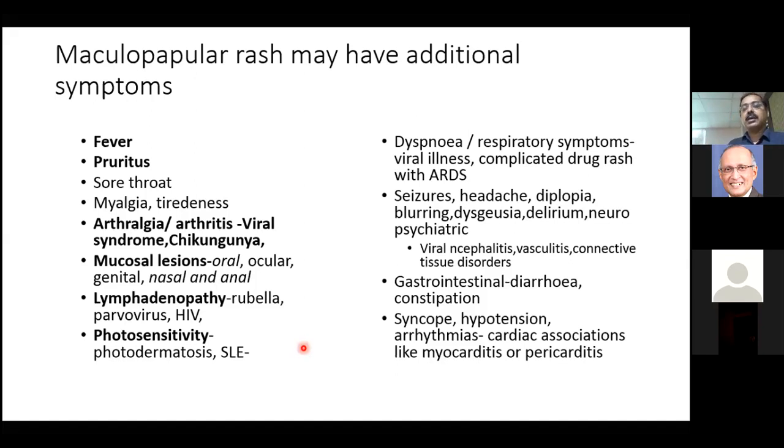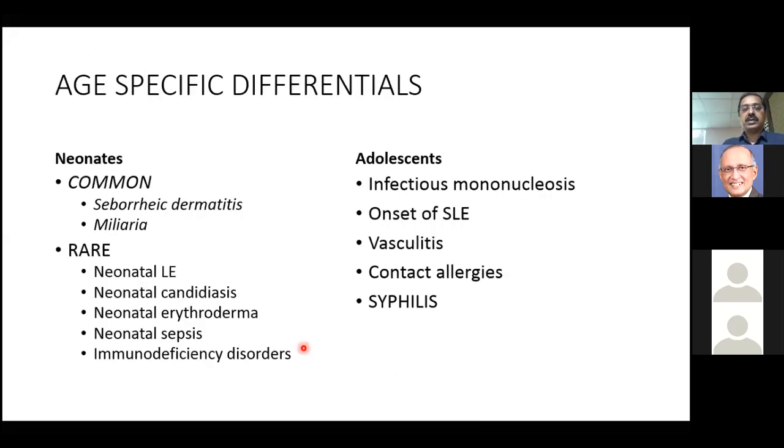Seizures, headache, diplopia, blurring, dysgeusia. I don't think I have to tell you more about it. It could be a manifestation of a viral encephalitis or a vasculitis or a connective tissue disorder. So you have more pointers towards a systemic illness when you have a maculopapular rash with a seizure or a maculopapular rash with a delirious presentation. Gastrointestinal symptoms and syncope are two other manifestations which can be associated with this.